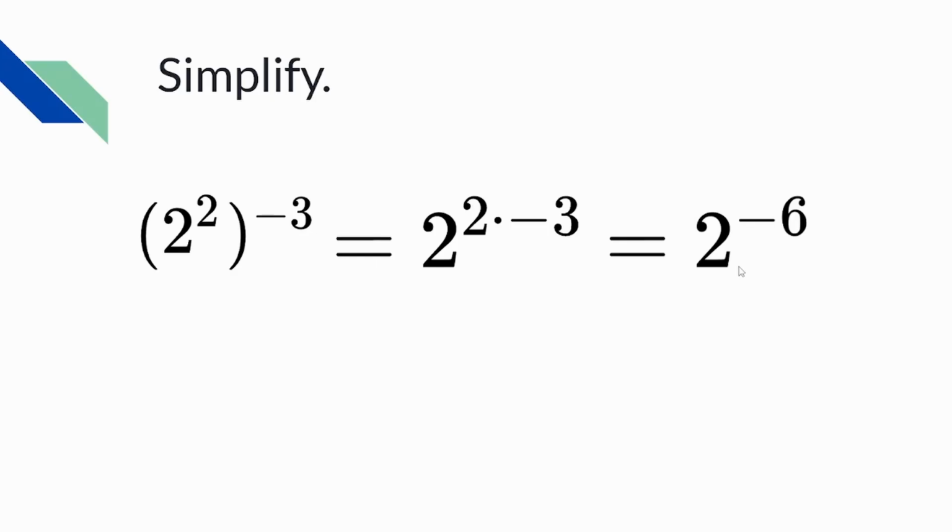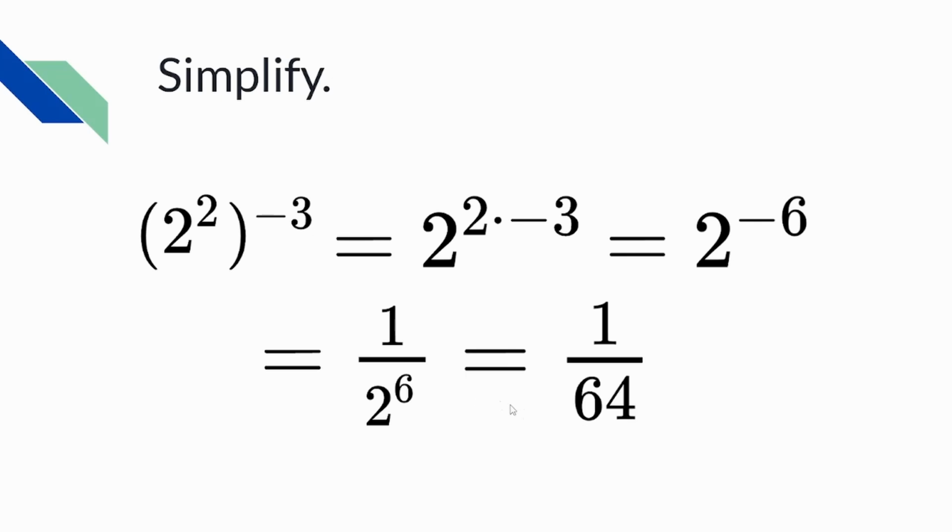Oftentimes when we simplify expressions like this, we're asked to report the final answer using only positive exponents. So instead of 2 to the negative 6, I want to turn that exponent positive by bringing it to the denominator of a new fraction. So 2 to the negative 6 is equal to 1 over 2 to the positive 6. And 2 to the 6 is equal to 64. So that's what I have in the denominator. My final answer is 1 over 64.